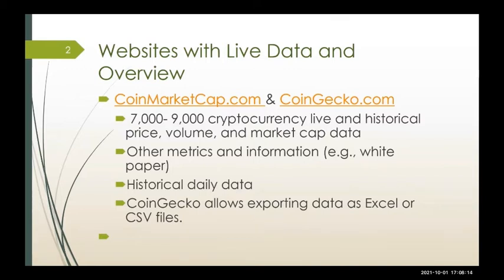Okay. They also provide a lot of background information, such as the ranking, the website, the white paper, things like that. Both websites provide historical daily data, and that's what they use to plot the data charts. However, I find out only CoinGecko now allows you to export the data as Excel or CSV files. So if you try CoinMarketCap, it's not very friendly. I couldn't find a tab to export the data very conveniently.